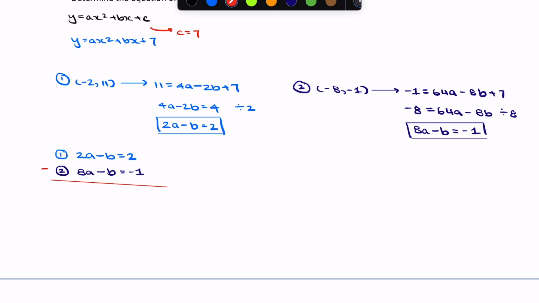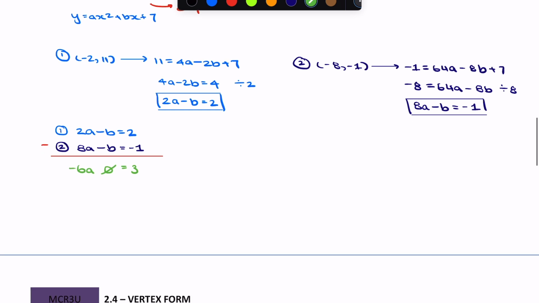And we will subtract the 2. Here, 2 minus 8 will get negative 6a. The b's will cancel out. And 2 minus minus 1 will give us 3. And so here a will be equal to negative 1 over 2.